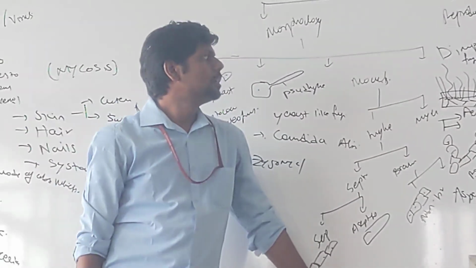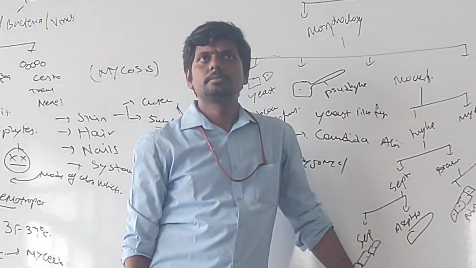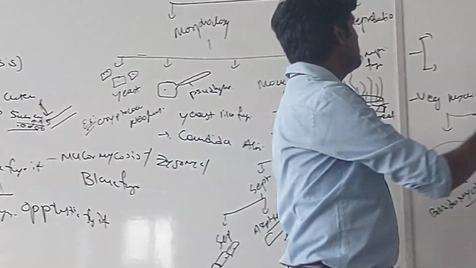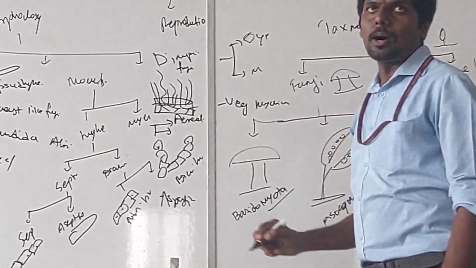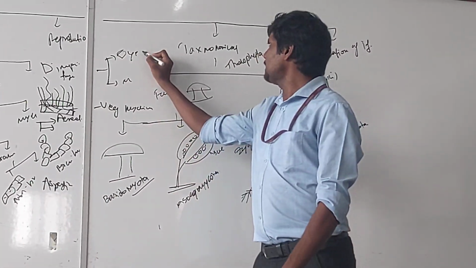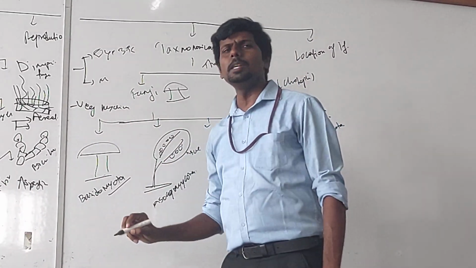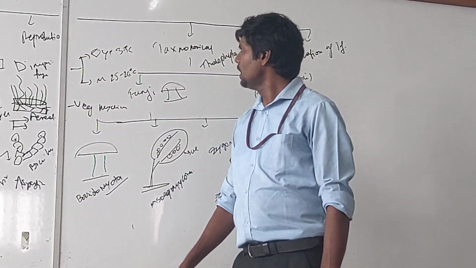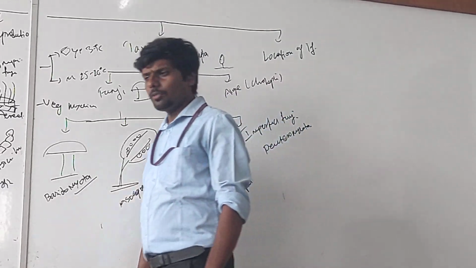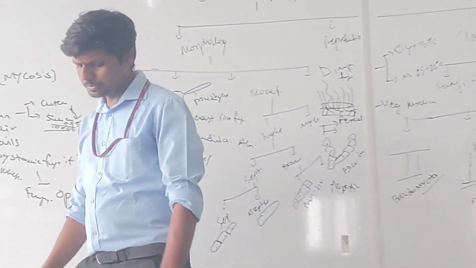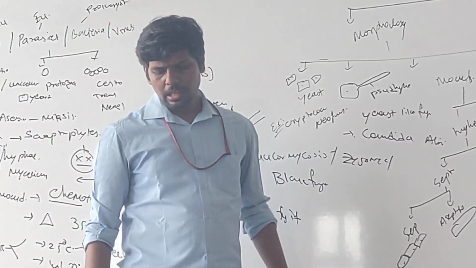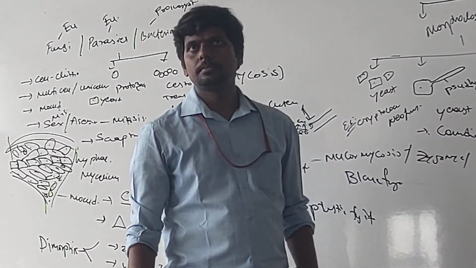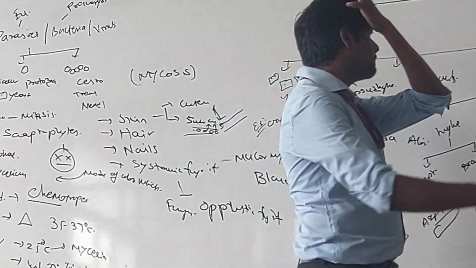Dimorphic fungus. What is dimorphic? Based on temperature, it will show both the yeast form and the mycelial form. Yeast will be seen at 37 degrees centigrade and mycelium will be seen at around 25 to 26 degrees centigrade. Example of a dimorphic fungus? Can you give one? Write down: Histoplasma capsulatum.